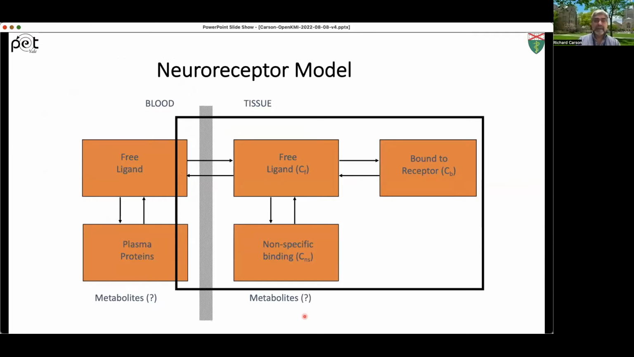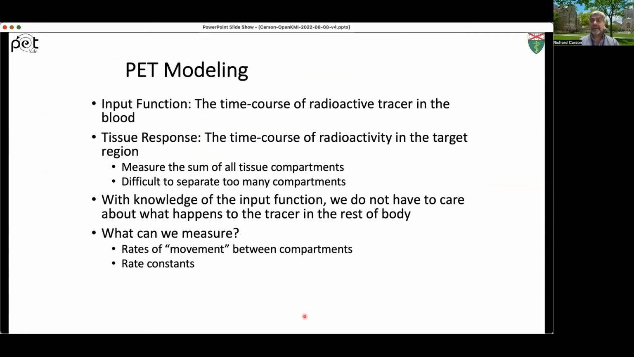So some words we'll use: the input function, that's the time course of the tracer in the blood. The tissue response would just be what's going on in the tissue, that time course that responds to that input driver. And because we cannot differentiate the different subcompartments, we're measuring the sum, which means sometimes it's hard to separate those compartments. We really need elegant data.